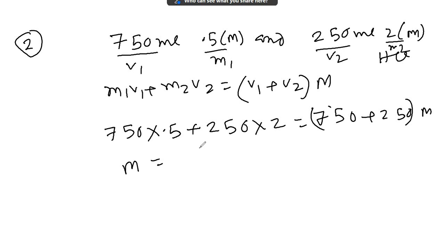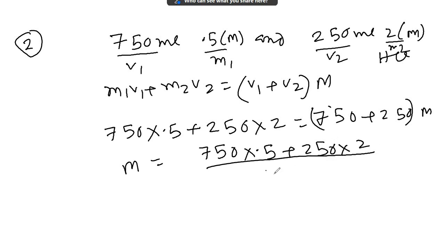M will be 75 into 0.5 plus 250 into 2 divided by 1000. This will be the molarity of the solution. Check it. The calculation you should get is 0.875 molar. Because one has the lower molarity and the other the higher molarity, on mixing these two it will be dilute. The molarity will be in between 0.5 and 2. It is the second sum.